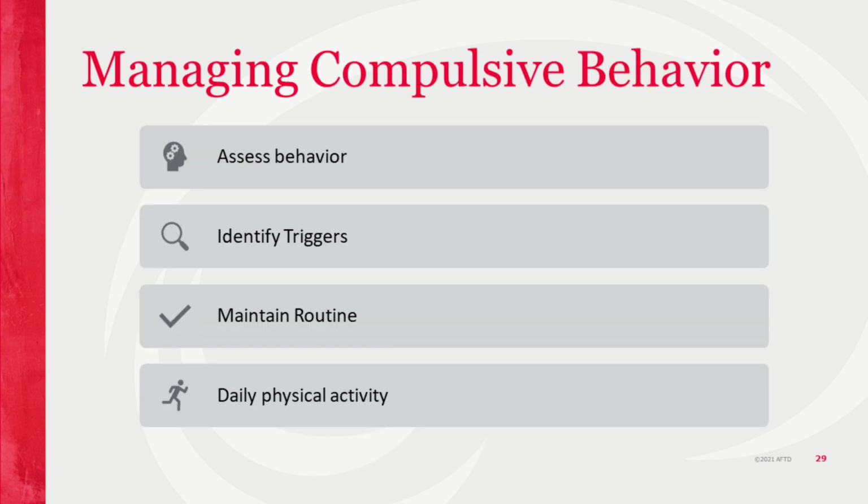When we're looking at managing compulsive behaviors, which is another very common symptom, we're going to follow the steps that we know to do in good quality dementia care. We're going to assess the behavior. What's occurring? Why is it occurring? Can we identify triggers? Maintaining a routine is really important, and daily physical activity really helps encourage the person to diminish some of those compulsive activities.